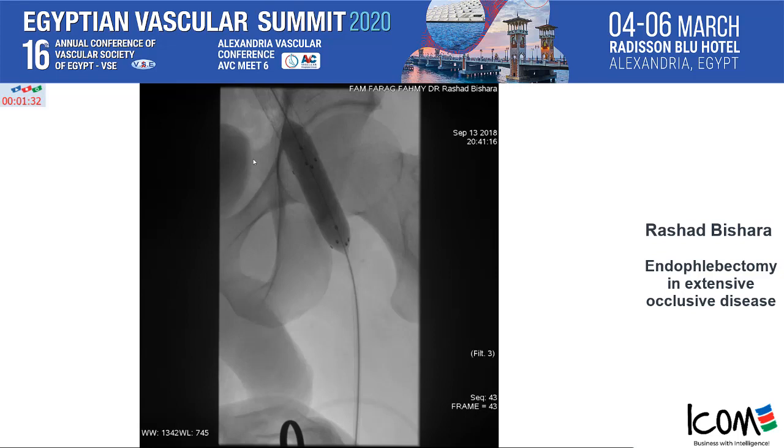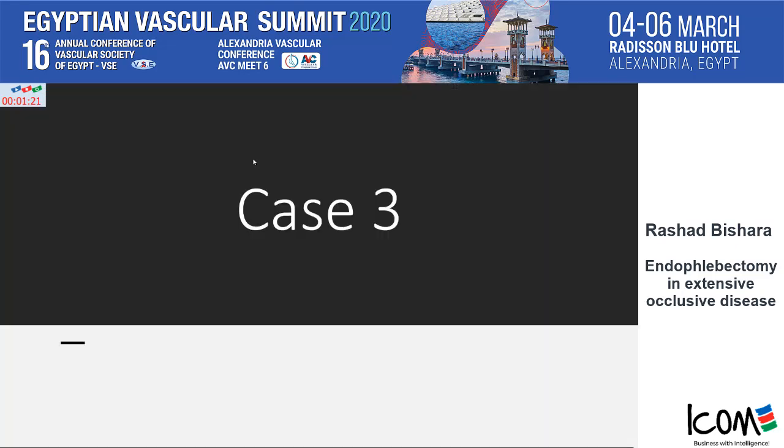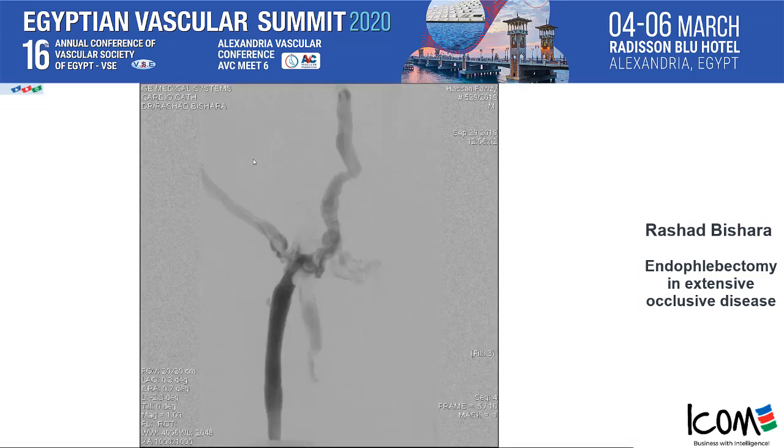So this part of the common femoral vein was dilated, and the stent was deployed, and here is the end result. That's the great saphenous vein and the profunda femoris vein draining into the stent, and this stent remained patent. A third and last example.